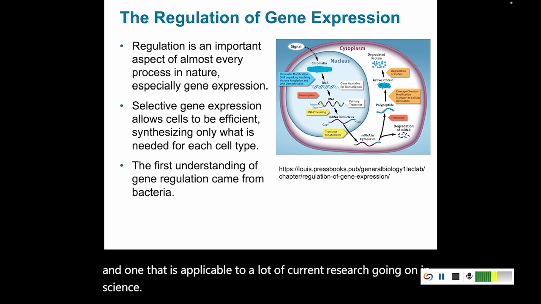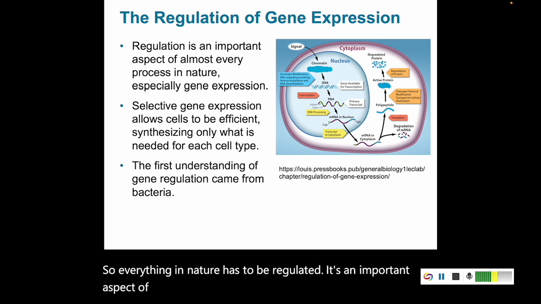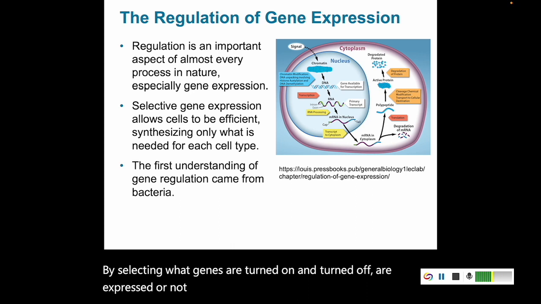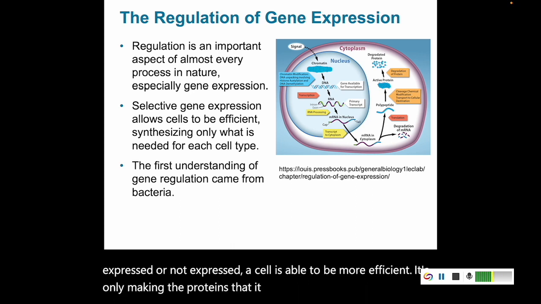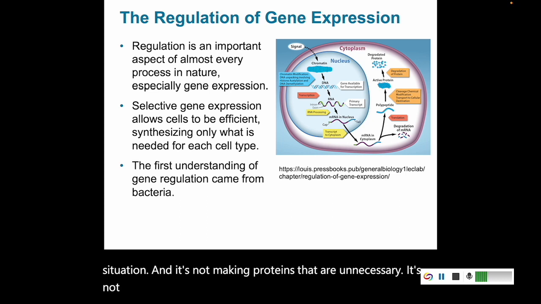So everything in nature has to be regulated. It's an important aspect of everything. And gene expression is no exception to that. By selecting what genes are turned on and turned off, or expressed or not expressed, a cell is able to be more efficient. It's only making the proteins that it needs for its cell type or for its situation, and it's not making proteins that are unnecessary. It's not wasting energy on things it doesn't need.